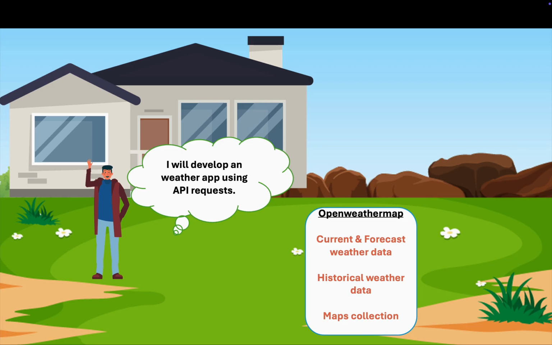This API consists of current weather data and it also forecasts the future weather data. It also has the historical weather data and geographical maps collection. To use OpenWeatherMap, it's not easy. We require a magic key, which is an API key. This API key is for security authentication purposes. Using this, you can get the data from the weather map. Now, let's help Alex with this API request in the form of code.